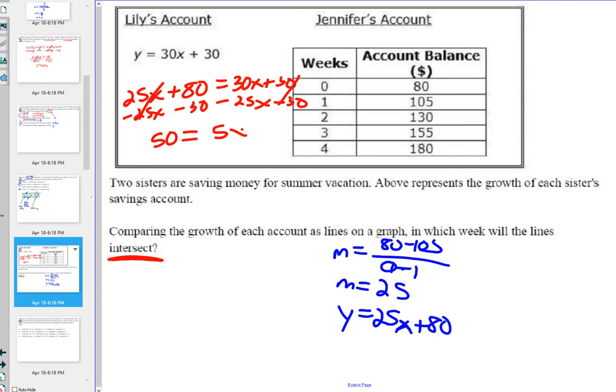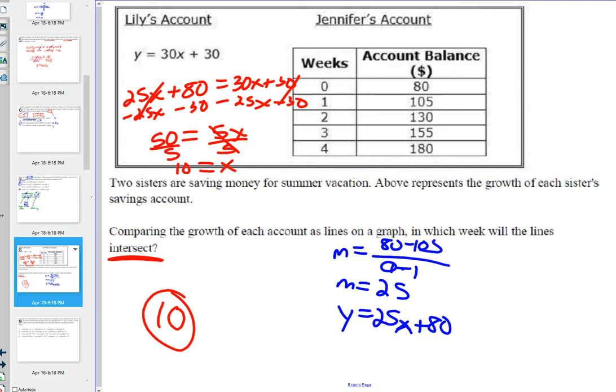I like this way better, but I know a lot of you guys just prefer to just plug in and see. But actually, you know what? Plugging in wouldn't work, but you would have had to have kept on going, because they're not going to be the same until the 10th week. So this was our free response. You would have just typed in 10 weeks.